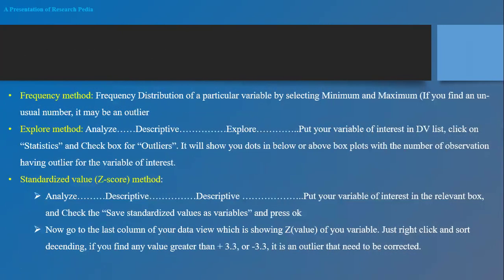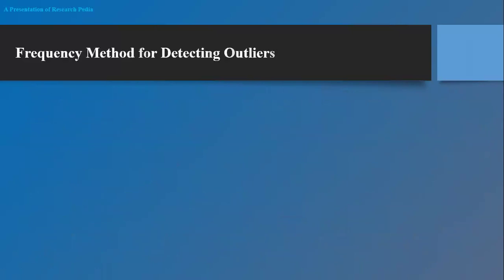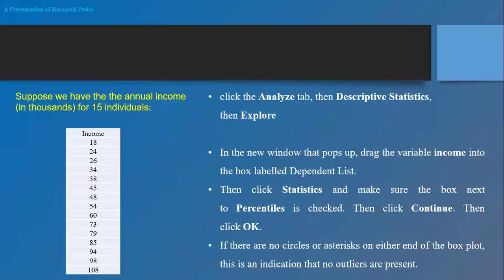I have discussed that there are three methods. The first method is the frequency method, the second is the explore method, and the third is the standardized value or z-score method. I discussed the first one in my previous session. Today I am going to focus on the explore method and the standardized z-value method. Let me take this example in order to elaborate on explore.